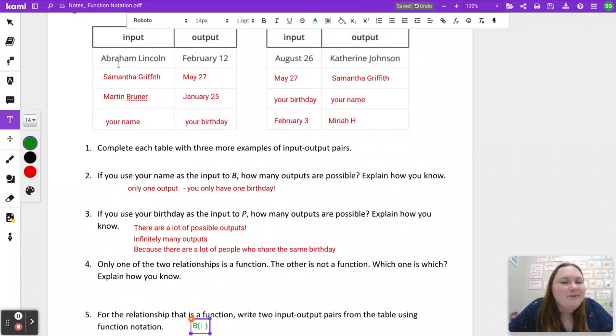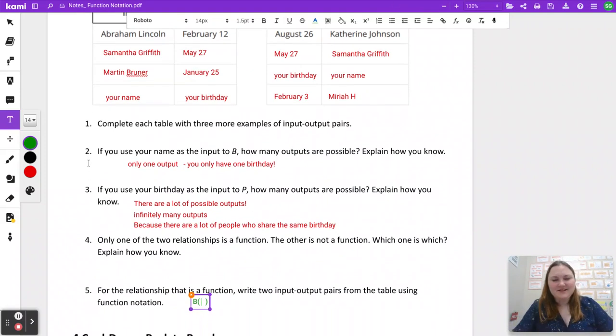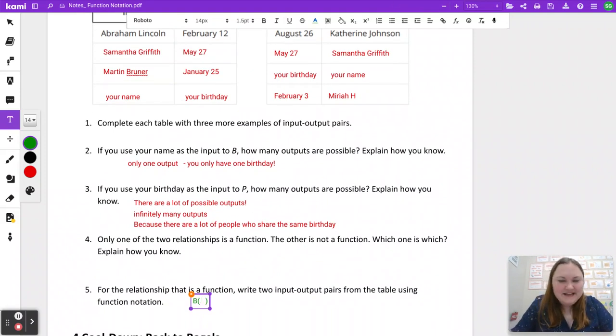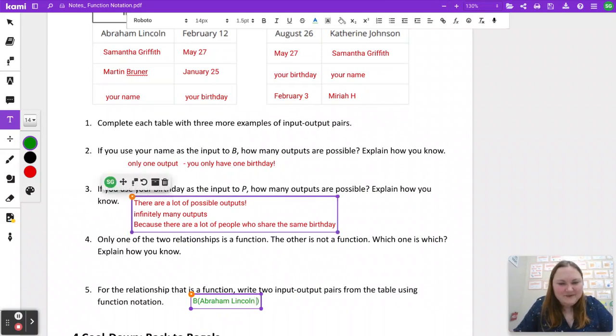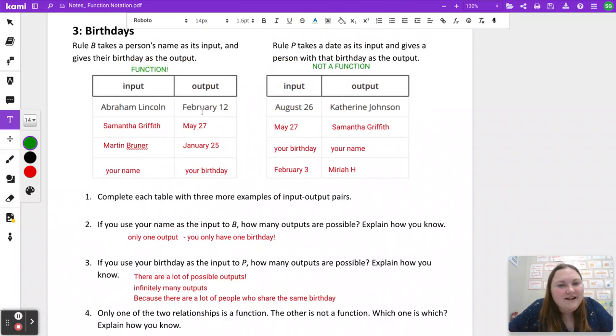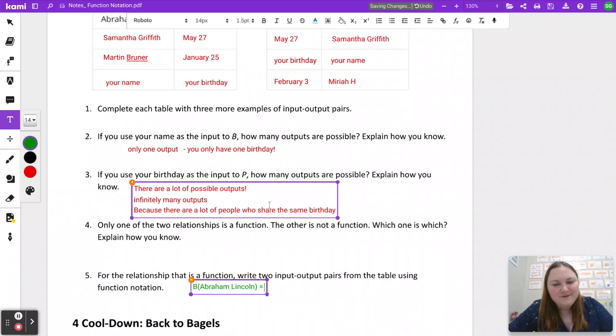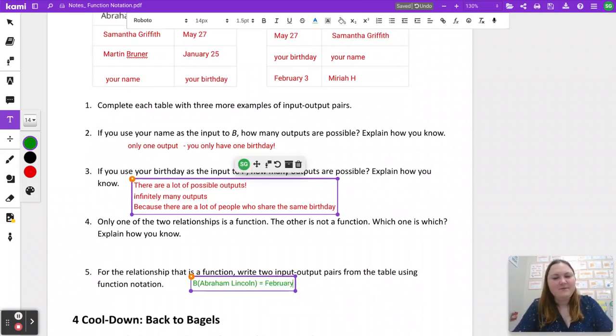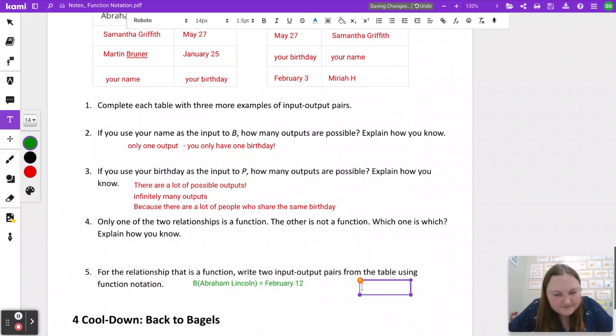So for example, if I wanted to do Abraham Lincoln, my input, his name, is going to go in those parentheses. So inside those parentheses, I'm going to write Abraham Lincoln. And we get B of Abraham Lincoln. And for this last part here, because I know what the output is, I can write equals and then our output. Our output was his birthday, February 12th.